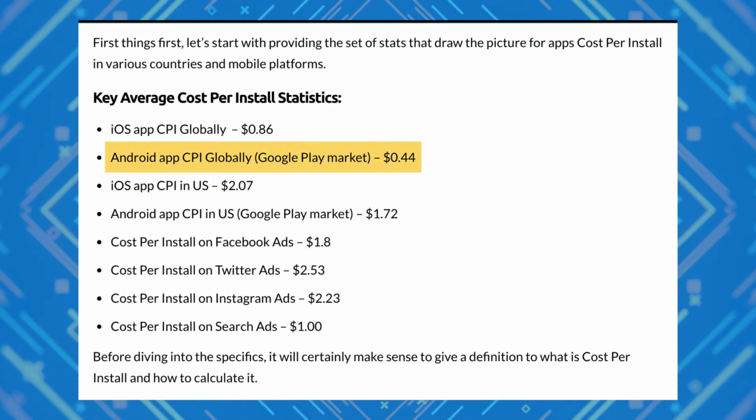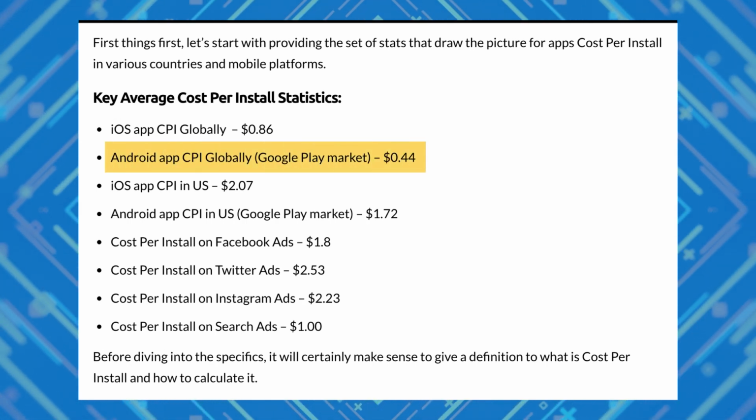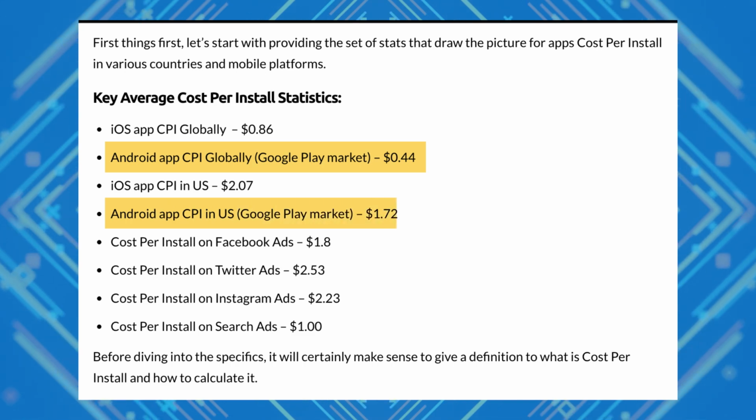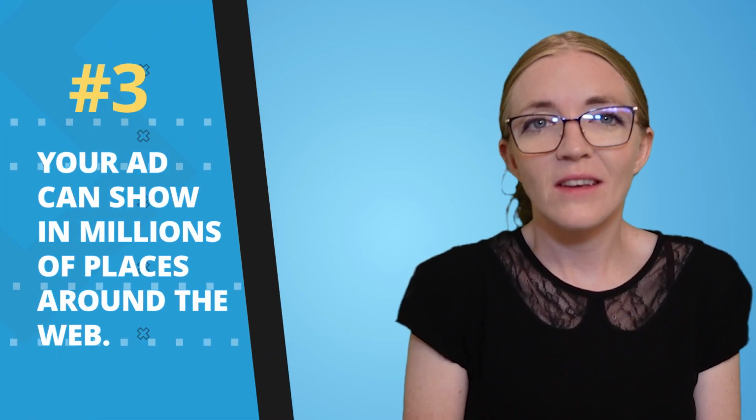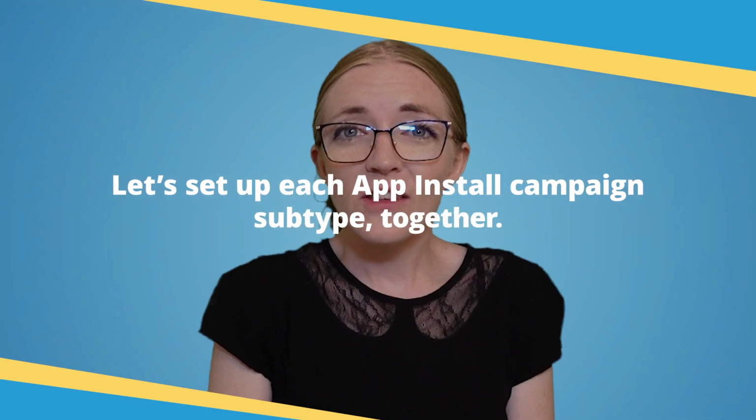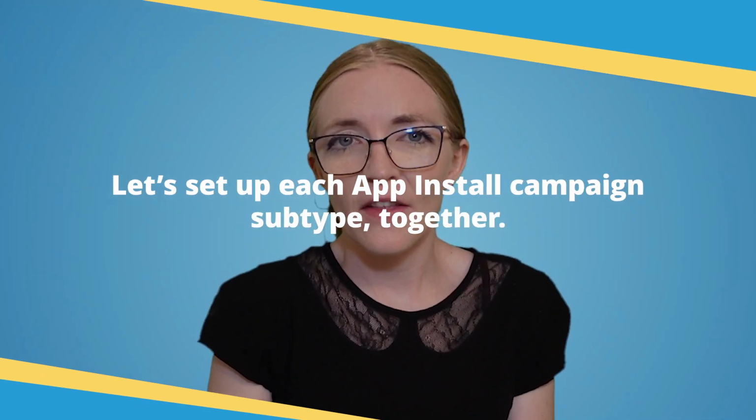Globally, an install from the Google Play market costs just 44 cents, and in the US market, that price is $1.72. The third reason is your ad can show in millions of places around the web, including on YouTube and in other apps that allow advertising. So let's set up each app install campaign subtype together.